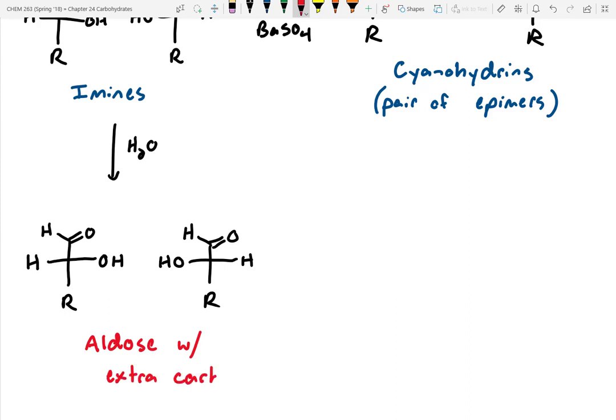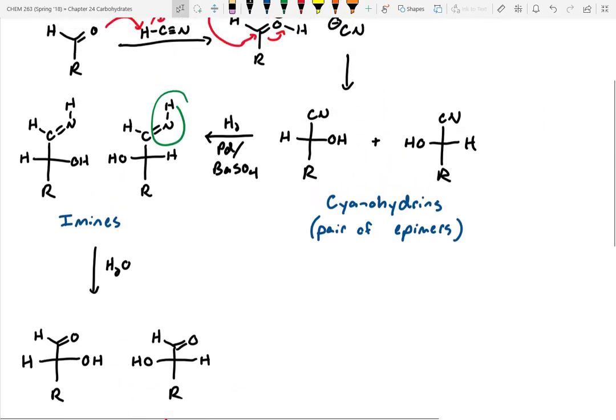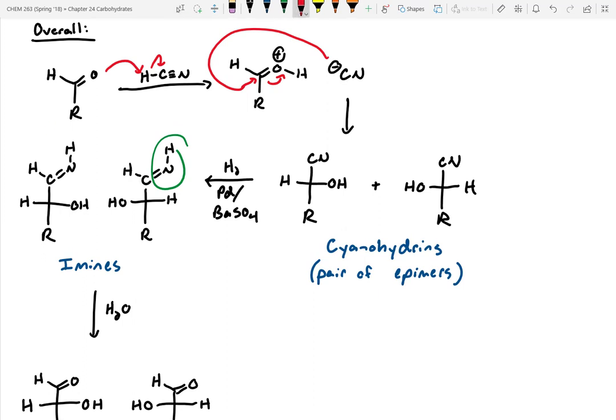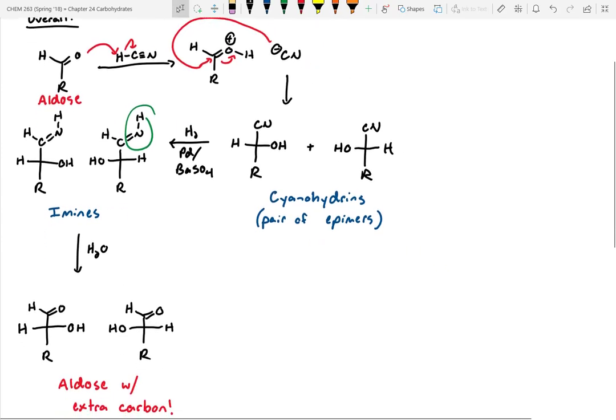Now we've got an aldose with an extra carbon, right? Because if we look back at our original aldose up here, we can even label it as an aldose if we want. You see how the top aldose, we just have that carbonyl group. The bottom one, we gained a carbon in this overall reaction. So he was using this to basically add carbon groups one by one to carbohydrates. The problem was he was always getting two different products out.